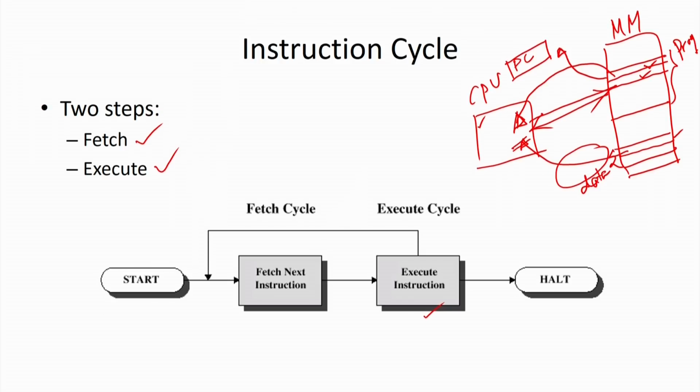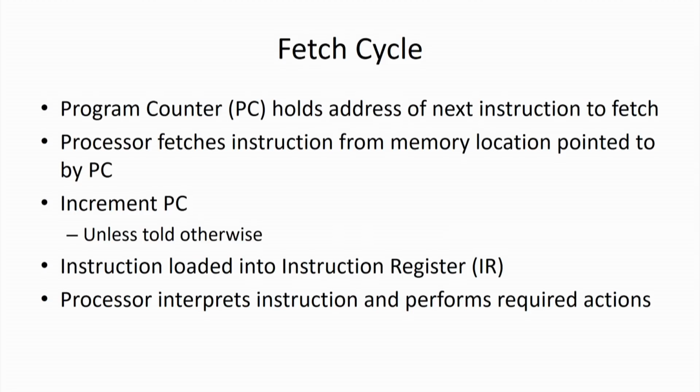Just think of the address as a number: this is the 0th location, first location, second location, and so on, up to n minus 1, so a total of n locations. If the address is, say, 50, then the program counter will have the value 50. That means the program counter gives us the information about where we need to fetch the instruction from.